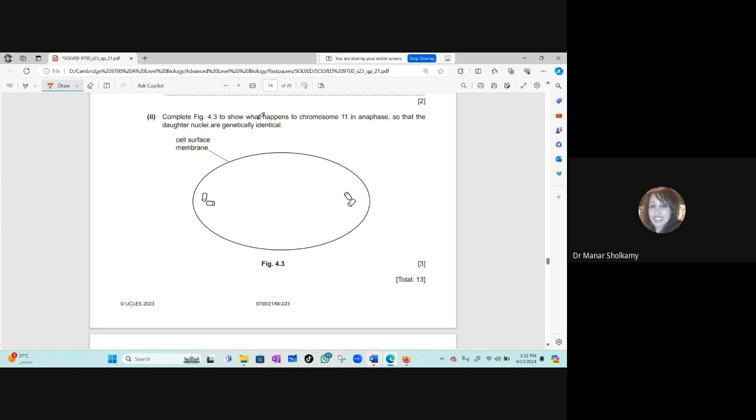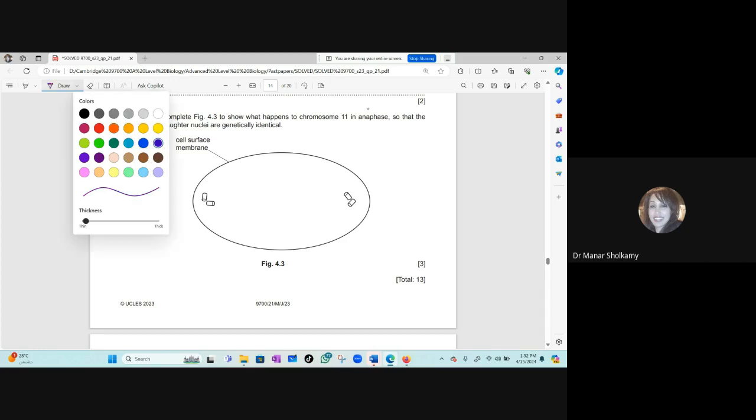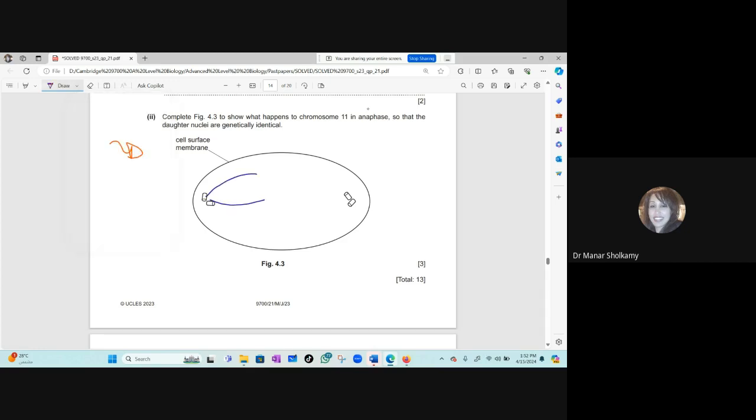Okay. Complete the figure to show what happens to the chromosome in anaphase. So how do you draw that? You have lots of drawings in your notes, lots of drawings. How do you draw sister chromatids being separated? Can you draw, or am I the only one who can draw? Okay, guide me, Noor, guide me. What do I draw? What am I drawing here?